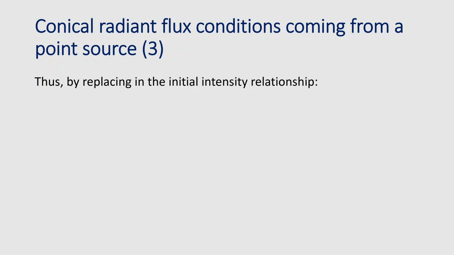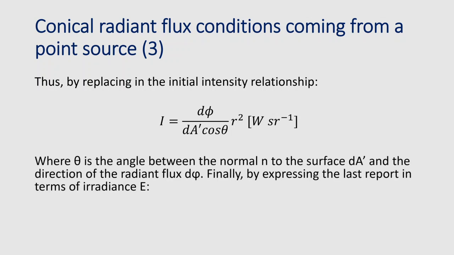So replacing the initial intensity relationship, we can represent the irradiance in this way, where theta is the angle between the normal n to the surface dA1 and the direction of the radiant flux d phi. Finally, by expressing the last relation in terms of irradiance E, we can get this relation here, where the irradiance E is simply the ratio between I times cosine theta divided by the second power of R.